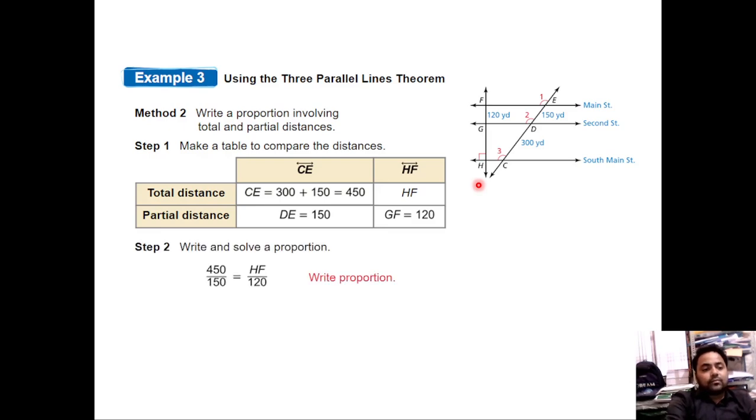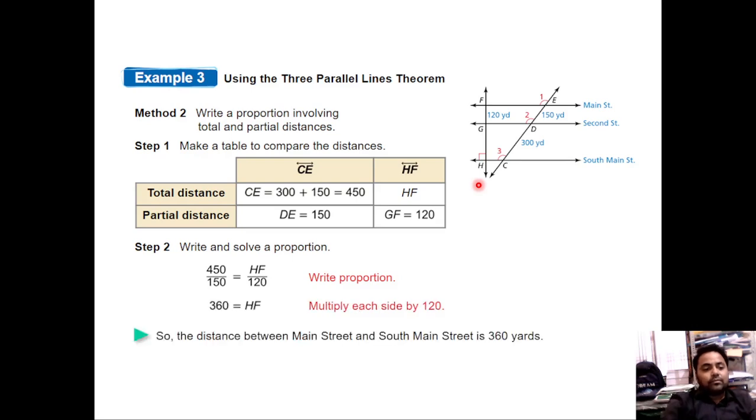Then 450 by 150 is equal to HF by 120. So by the proportionality theorem, we can simply find the value of HF, which is equal to 360 yards.